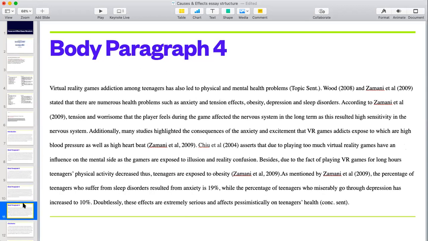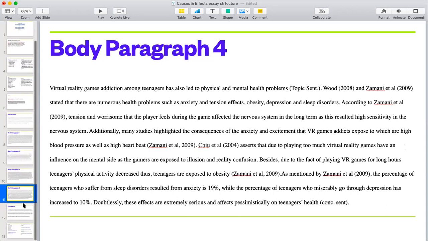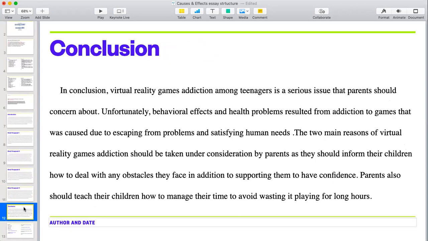We are going to look at the rubric once we finish this. Okay, so let's now look at the conclusion. In conclusion, virtual reality games addiction among teenagers is a serious issue that parents should be concerned about. Now she did a drastic problem. What is the problem? Who can tell me?